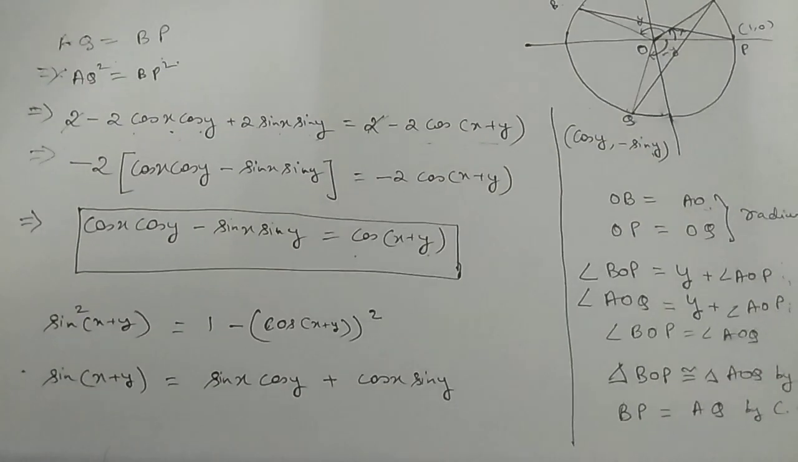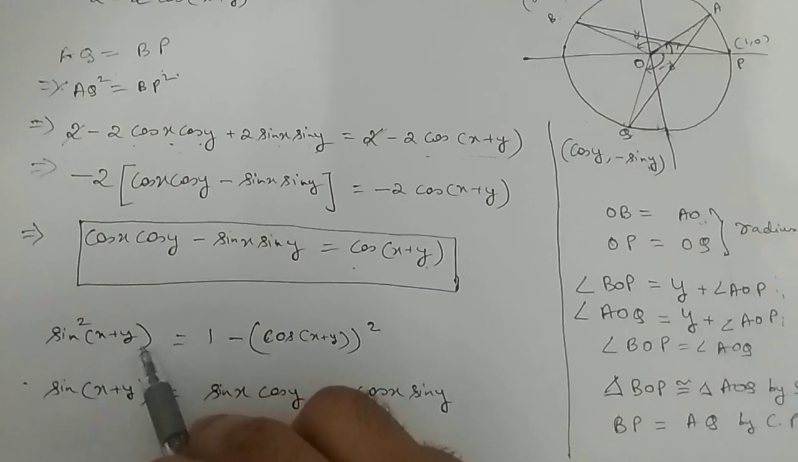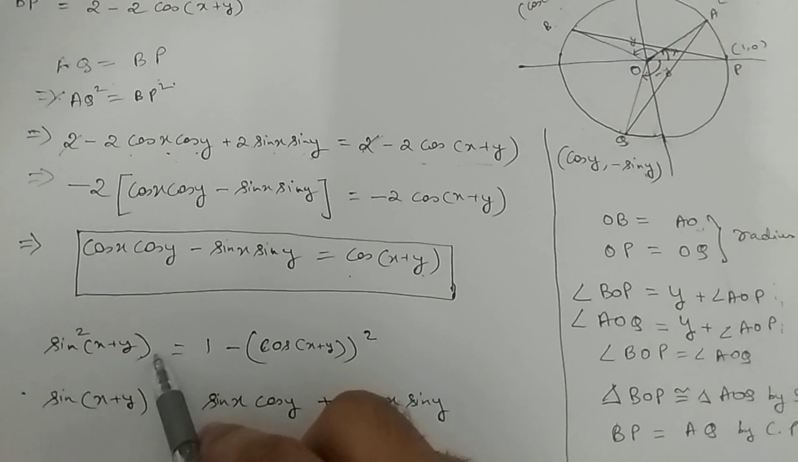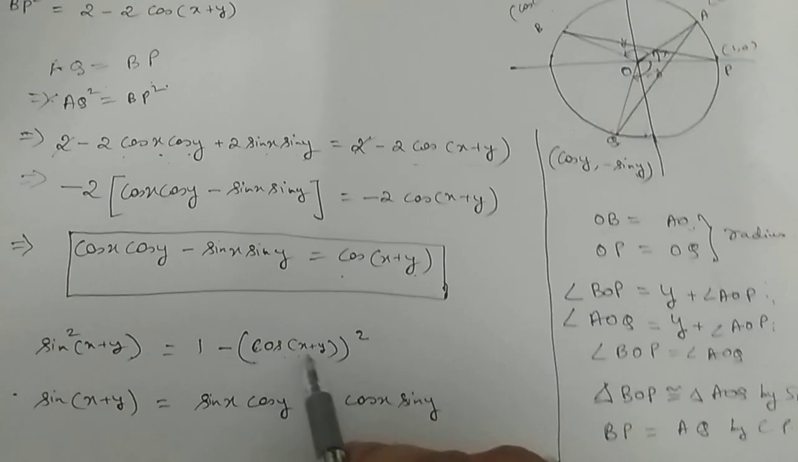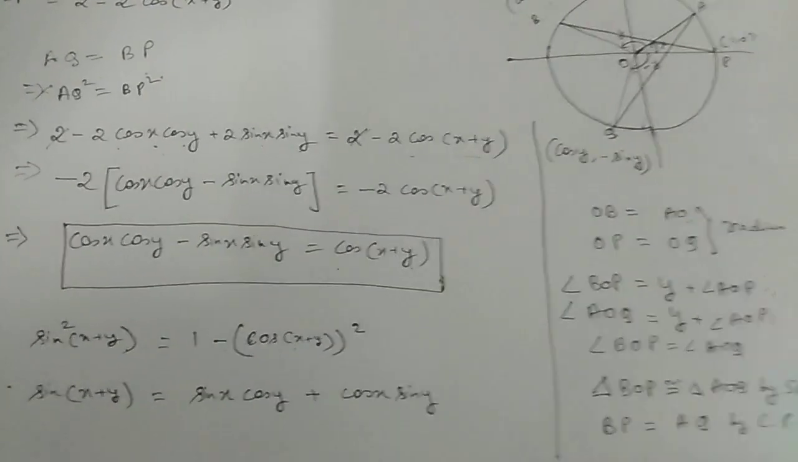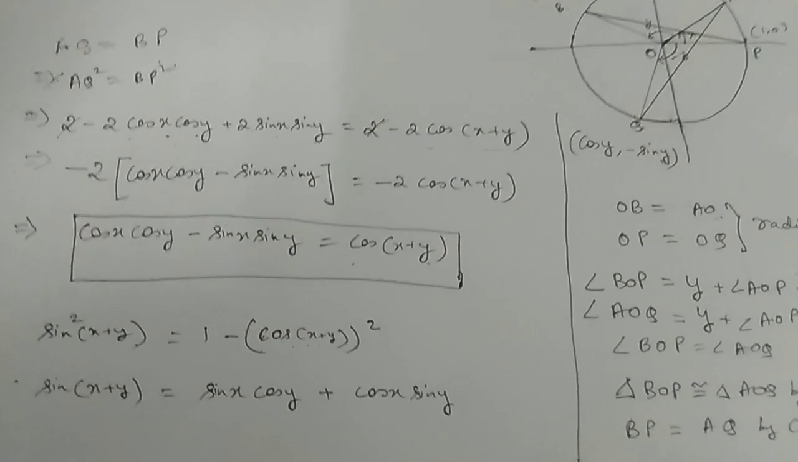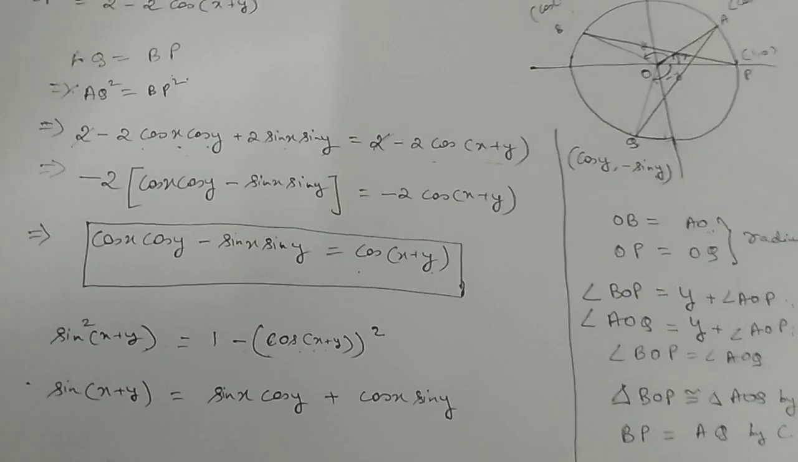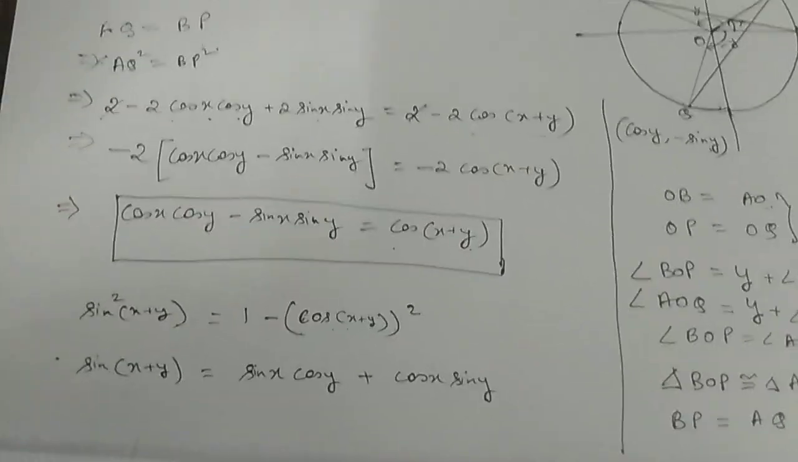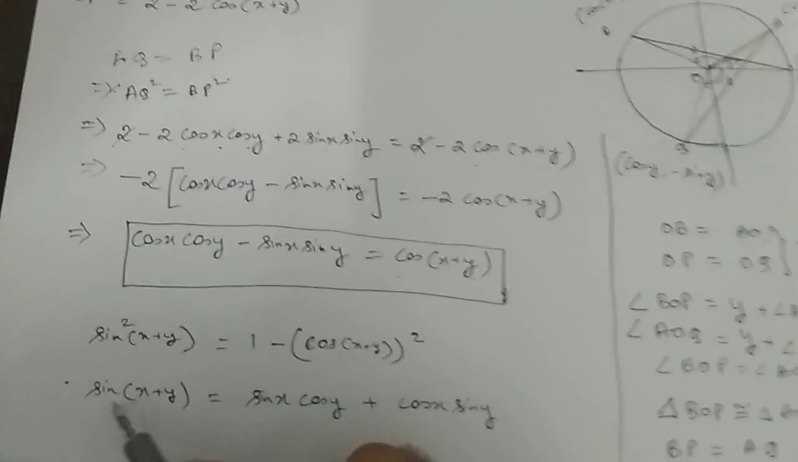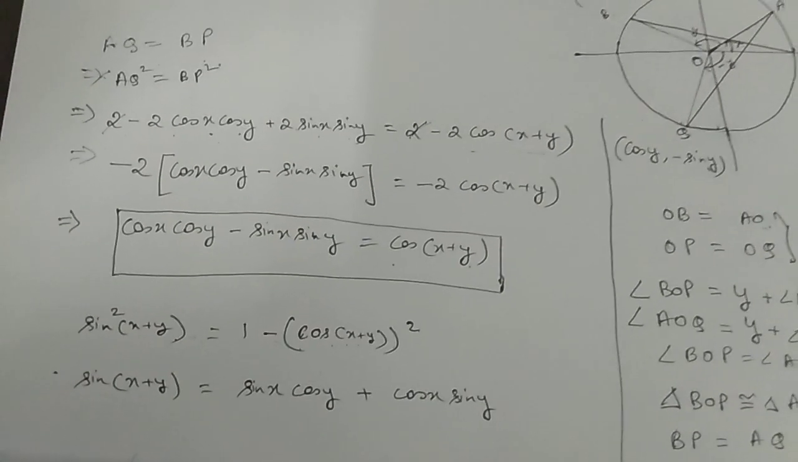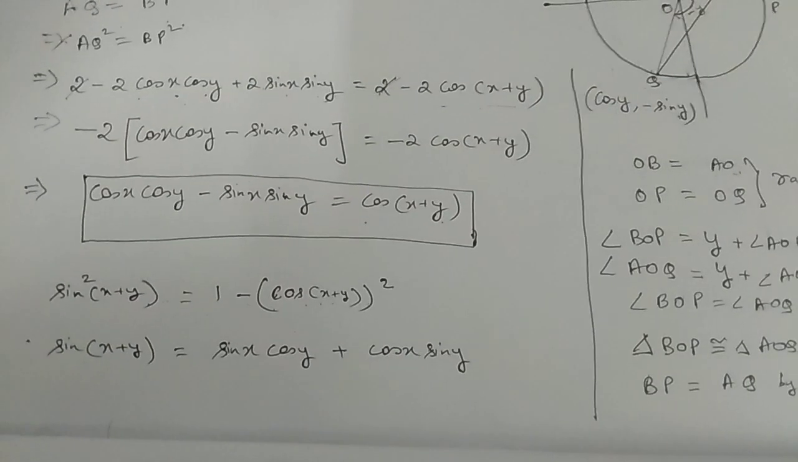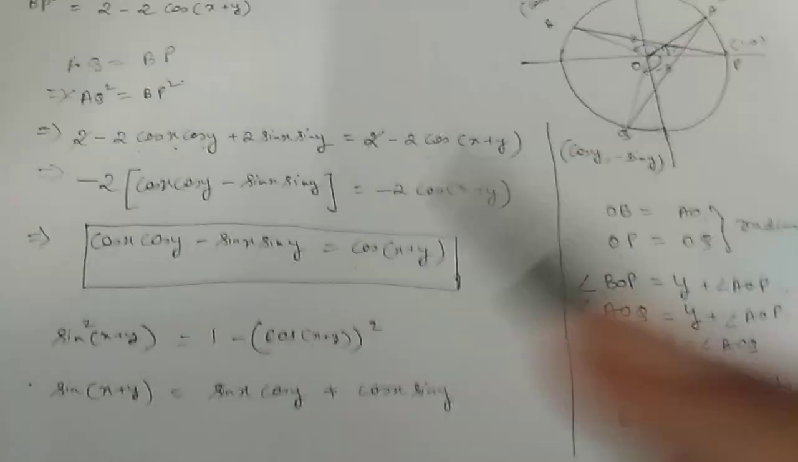So for sin square of x plus y, we can now write 1 minus cos of x plus y whole square, because we know sin square theta plus cos square theta is equal to 1. By using that identity, we can write down this statement, and if you further expand it, then we shall be left with sin of x plus y is equal to sin x cos y plus cos x sin y. I want you people to try it with.